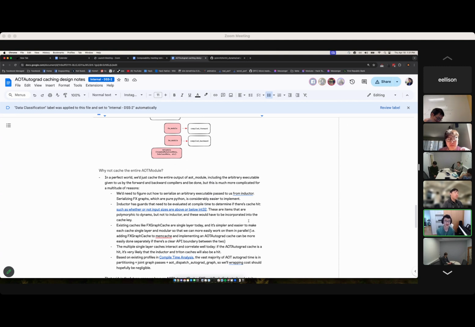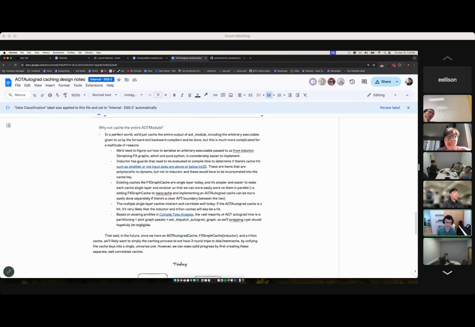Inductor needs to have these dynamic guards that appear based on the input. Because of that, we'd have to include all of that into the cache key, and in general, we'd have to take anything that would affect any inductor behavior into the AOTAutograd cache. So that's going to be expensive. So in the first version of this, we're just going to make it single layer, where it caches the FX graph that AOTAutograd produces, which is basically just Python code at that point. That makes it a lot easier to serialize. And rewrapping, from our tests, doesn't seem like it takes a very long time, so hopefully that won't be too expensive.